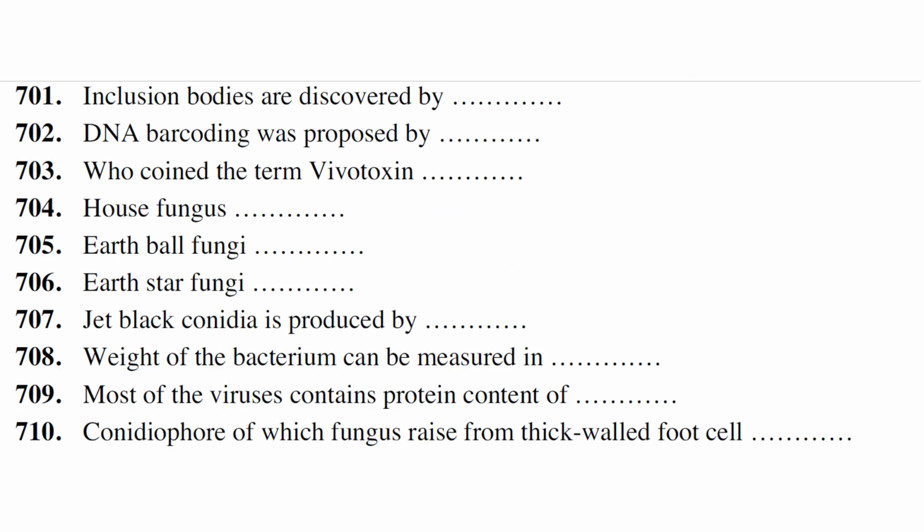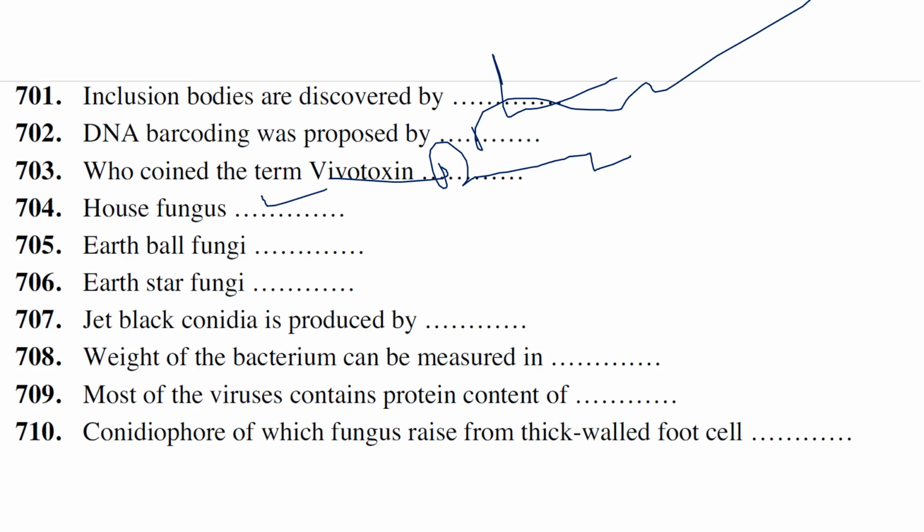Inclusion bodies were first discovered by Ivanovsky, the virologist. DNA barcoding was proposed by Paul Hebert in 2003. The term vivotoxin was coined by Diamond and Wagner in 1953; the concept was given by T.S. Sadasivan. Okay, which fungus is known as the house fungus? Serpula lacrymans. Earth ball fungus is Scleroderma, and earth star fungus is Geastrum.